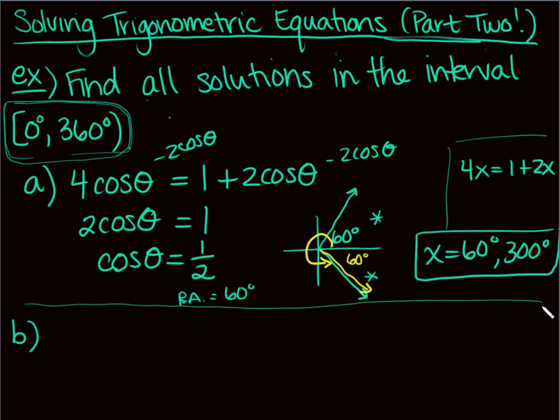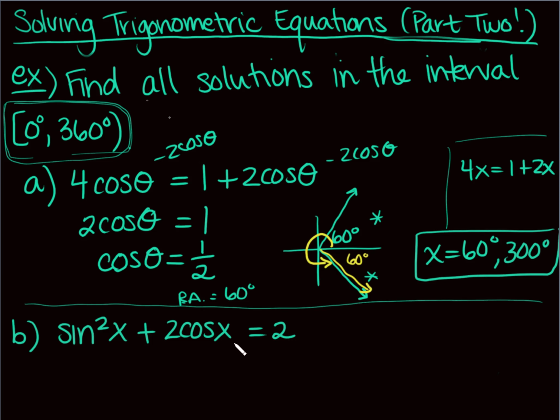Let's do another one. How about something like this? Sine squared of x plus 2 cosine of x equals 2. All right, so this one's going to be a little bit more complicated. Notice I don't just have cosines, and I don't just have sines. I have a sine squared and I have a cosine. Now the good thing is I just have x. I don't have a 2x. But we have to find some sort of strategy to solve this.